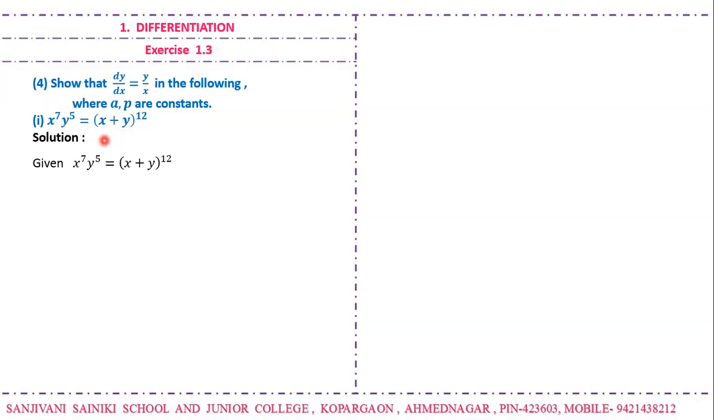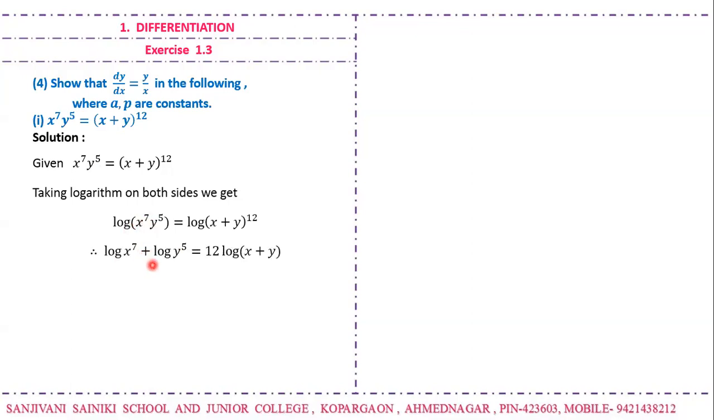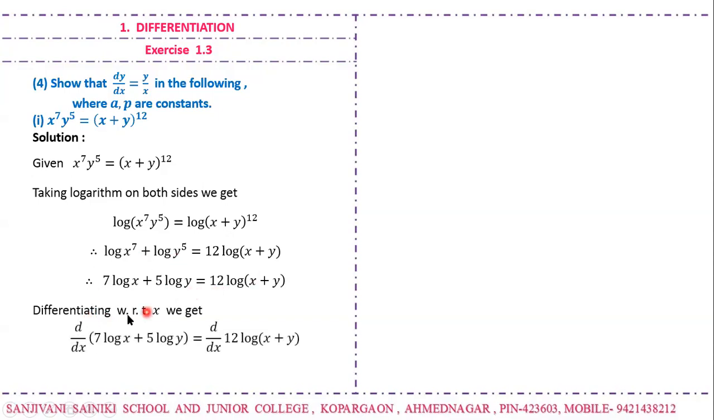Now already in the previous lecture we saw the generalized case of such problems. x raised to m, y raised to n is equal to (x plus y) raised to m plus n. In such a case the derivative is always y by x. So in the given expression, taking logs on both sides, log of the product is the sum of the logs. Then using the index property, we get 7 log x plus 5 log y is equal to 12 log of (x plus y). Now we will differentiate this with respect to x.